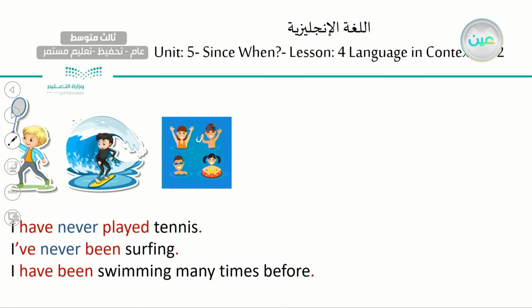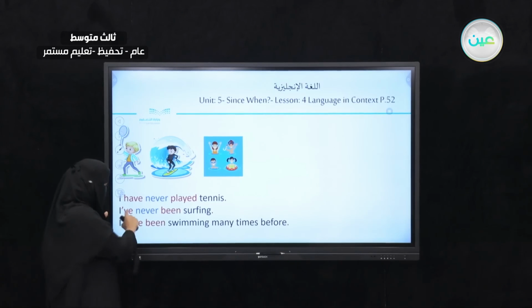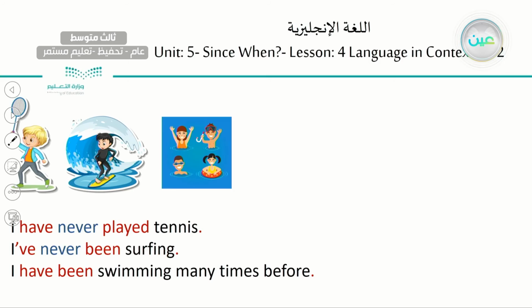Here I wrote a statement related to every picture. Okay, for the first picture, I have never played tennis. For the second one, you can say, I have played tennis before. You don't have to follow the same, okay? You can write it based on you, okay? I have never been surfing, or I have been surfing. Both correct. I have been swimming many times before, or you can say, I have never been swimming, okay?